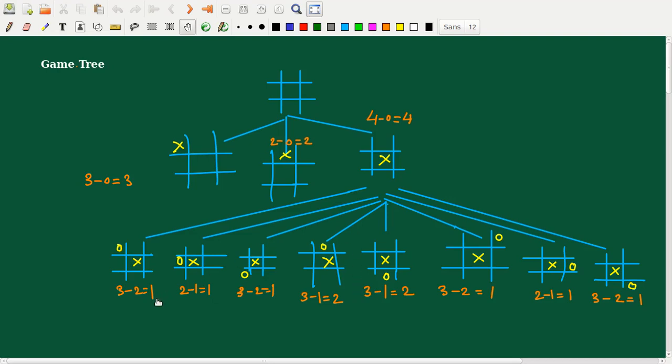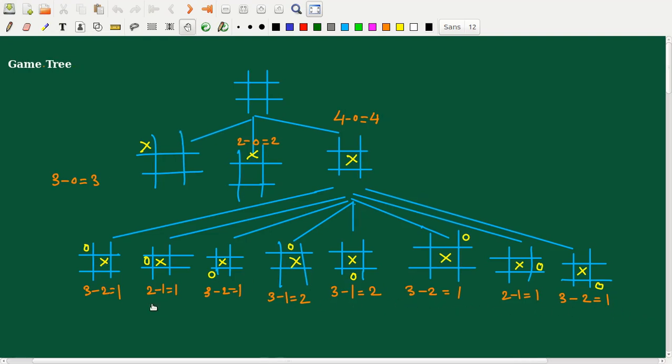So here we are considering 3 chances of winning of the player having the cross sign, and 2 chances of winning of the player having the sign 0. In this way we generate a success rate, and we can generate different game trees for different types of games.